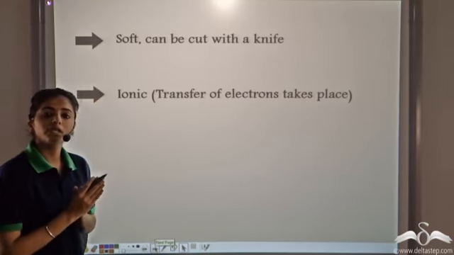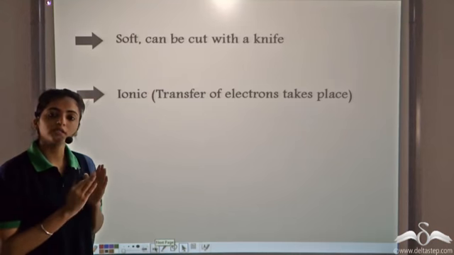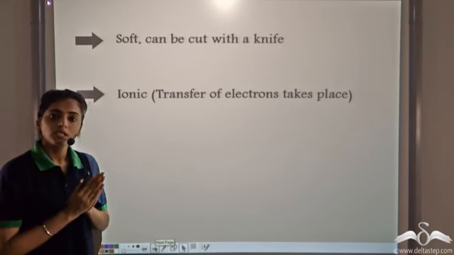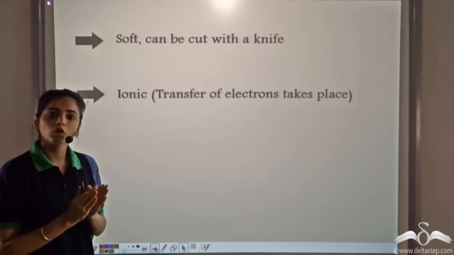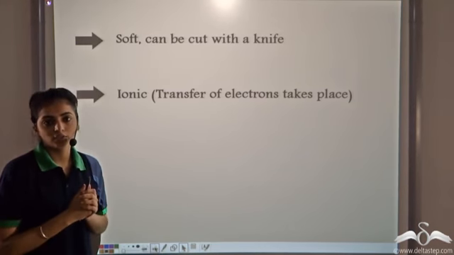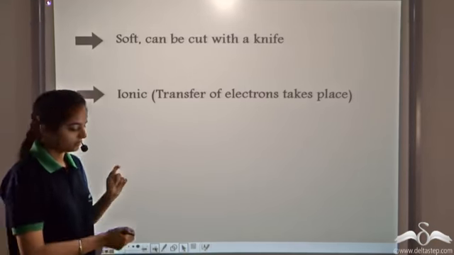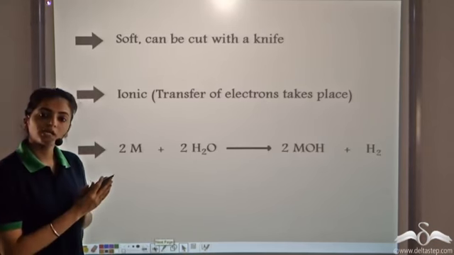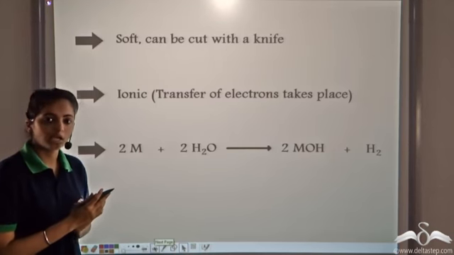They are all ionic compounds. Ionic compounds are those which are formed by the transfer of electrons. Group 1A elements have one valence electron. So in order to satisfy the octet, they can easily lose one electron. And thus, these metals are ionic in nature. And when they react with water, they form the corresponding alkalis and release hydrogen gas.